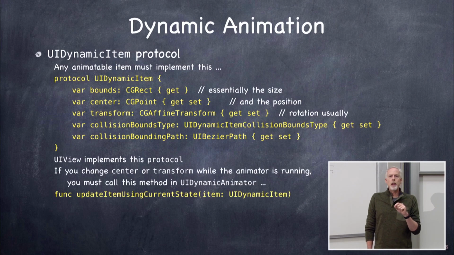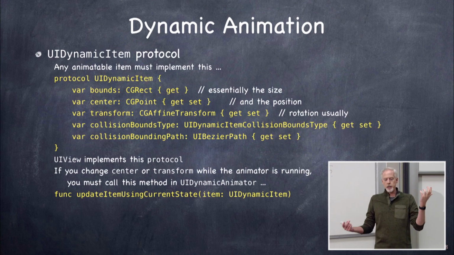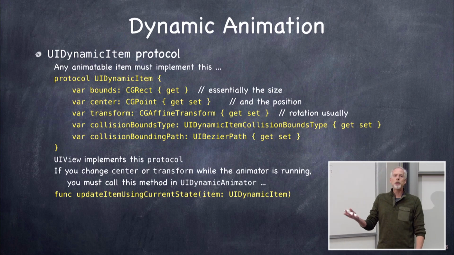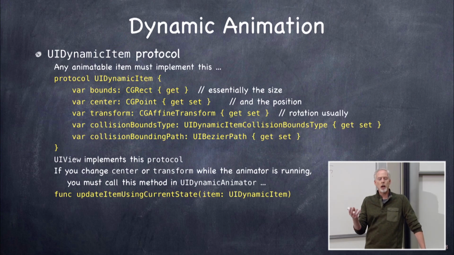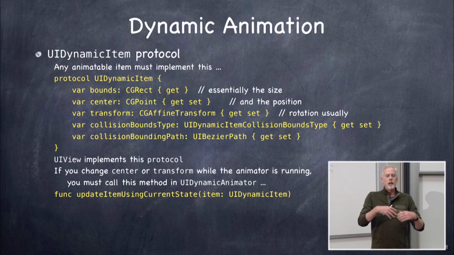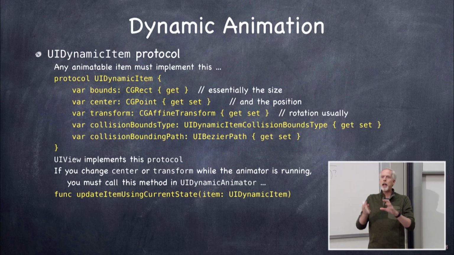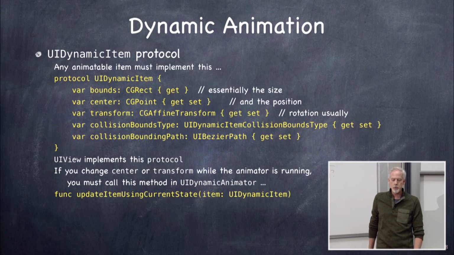Okay, so here's that UIDynamicItem protocol that UIView implements. UIView actually implements 3 of them automatically. It already had a bounds, center, and transform, so it automatically implemented those. And the other 2 are just really simple things having to do with collision. I'm not even going to talk about those. But you can see by what's in the dynamic item protocol what the animation system is able to animate. It's able to animate the size through the bounds. It's able to animate the position through the center, and it's able to animate the transform, so it can rotate and scale and do pretty much anything it wants on that front. And it tends to mostly use transform and center to do its animation.